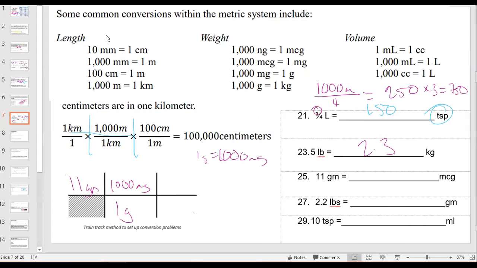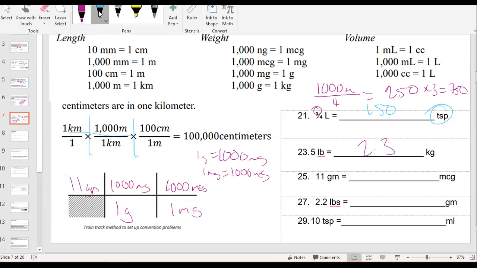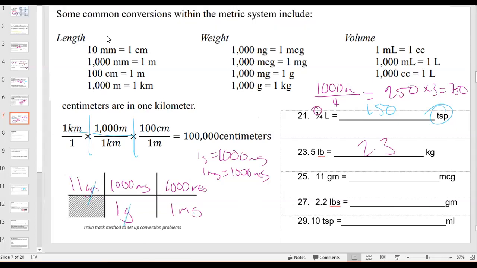But I need micrograms. So what's my conversion? 1 milligram equals how many micrograms? 1,000 too, right? Where are we going to put our micrograms? On the top, because we're still multiplying, because we're going from milligrams to micrograms, and milligrams is the bigger unit than micrograms. And the other one's going to go in the bottom, which is milligrams. Now we're going to cancel. Our grams will cancel, milligrams will cancel, and the only thing that we're left with is micrograms. So that's 11 times 1,000 times 1,000.